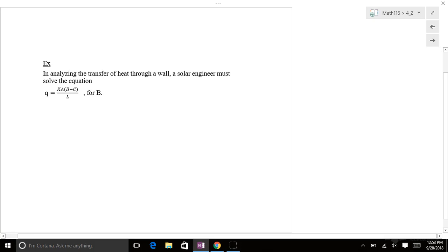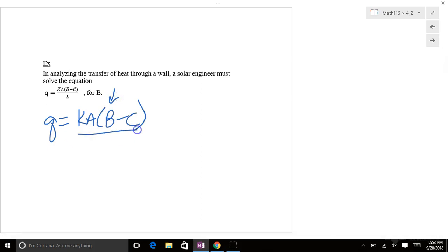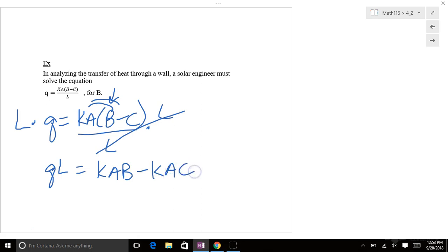Here's another one. We're going to solve for B. So we have Q equals KA times parentheses B minus C, all over L. Again, we're going to solve for that B. Let me get rid of this fraction for a minute. I'm going to multiply both sides by L. So we have QL equals KA times B minus C. Now I'm going to distribute, so KAB minus KAC. Again, we're solving for that B, so let's add that KAC to both sides and get rid of that.